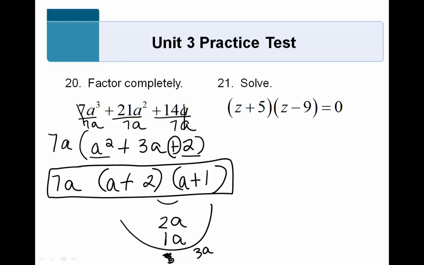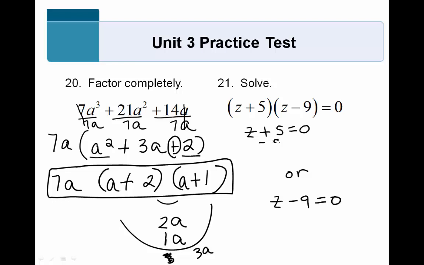Alright, now the next one, number 21 and 22 and 23, we're solving. Okay, these are quadratic equations. Now 21 says z plus 5 multiplied by z minus 9 equals 0. So we're using that zero product rule. If two things multiplied together are equal to 0, then one of them must equal 0. This must mean that either z plus 5 is equal to 0 or z minus 9 is equal to 0.